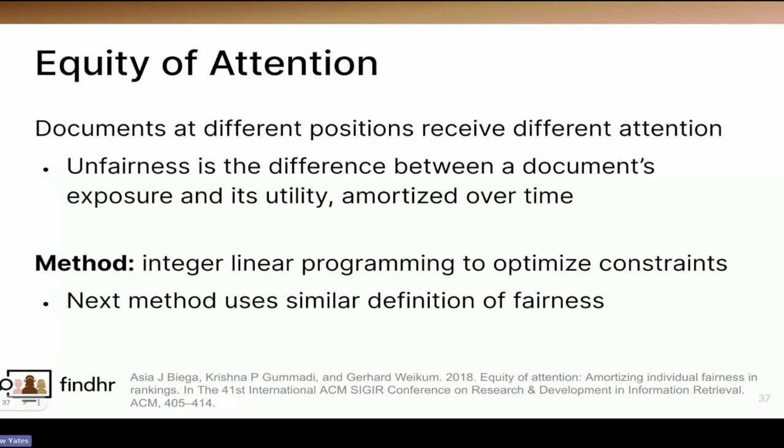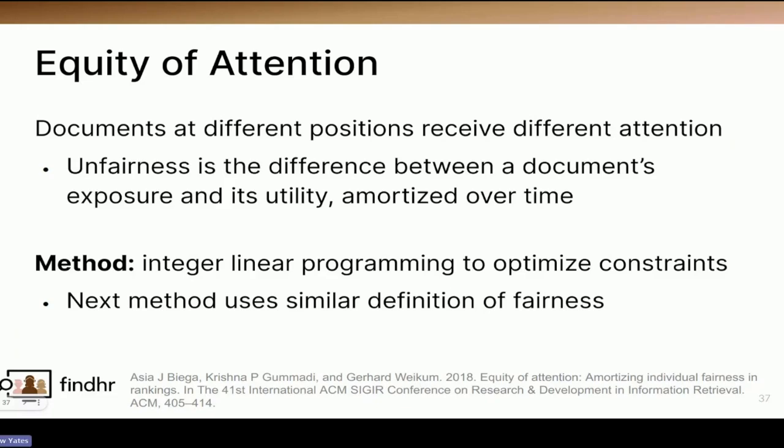So I want to very briefly talk about one other type of post-processing method called equity of attention. The idea here is that documents at different positions will receive different attention. This goes back to that notion of position bias. A document or a person ranked very low in the list is not going to receive much attention, whereas one at the very near the top is going to receive queries and views by different recruiters or different people interacting with the system and so on.